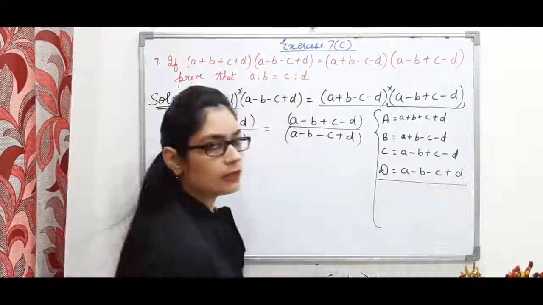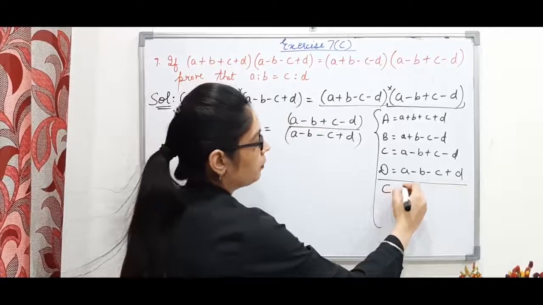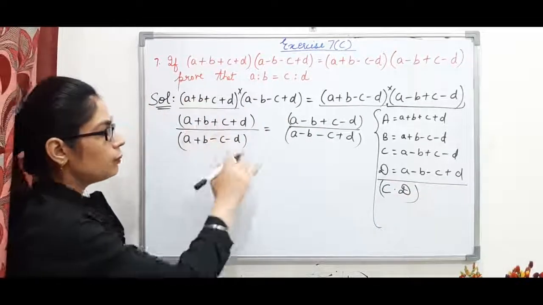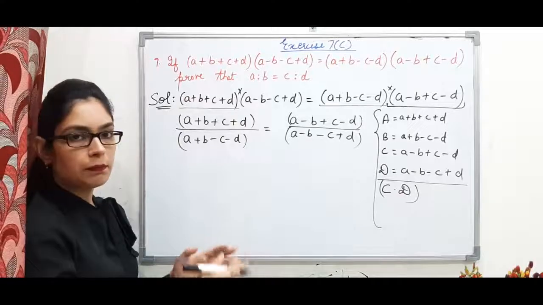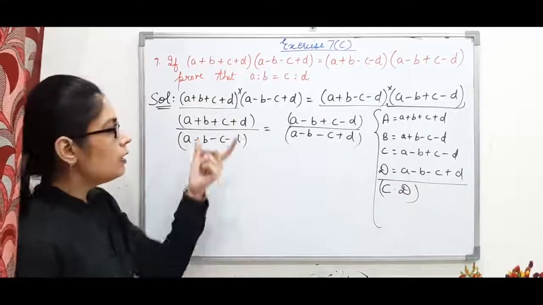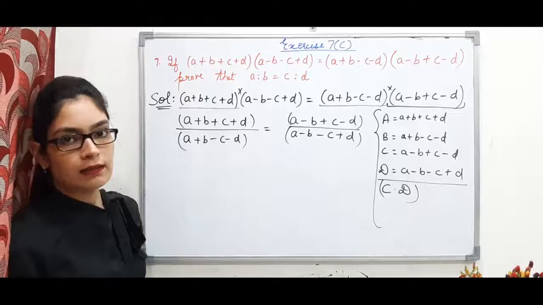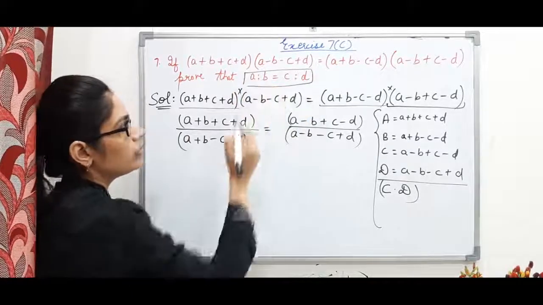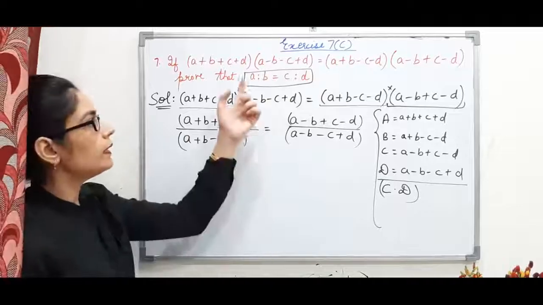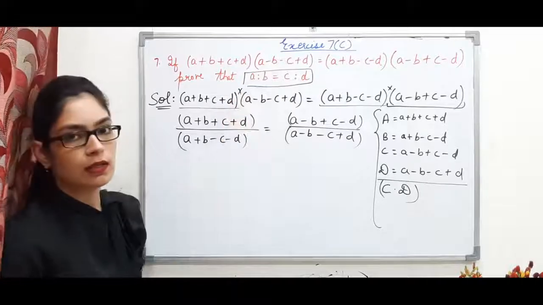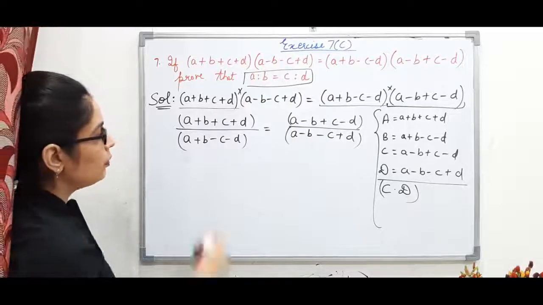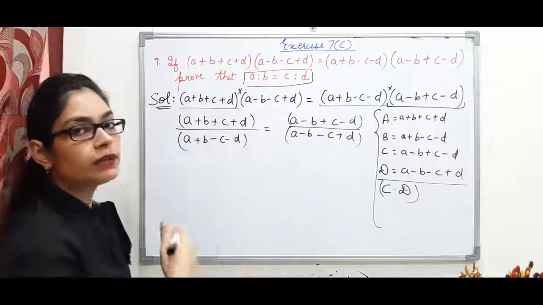Then if this thing is there, we will apply componendo and dividendo. Why componendo and dividendo? Because there are so many same terms, if I do addition and subtraction, maybe the same terms will get cancelled and I will reach somewhere, because I have to reach here. This thing I have to prove: a is to b is equal to c is to d. So that is why I am applying componendo and dividendo, because different signs are there, the terms are the same.